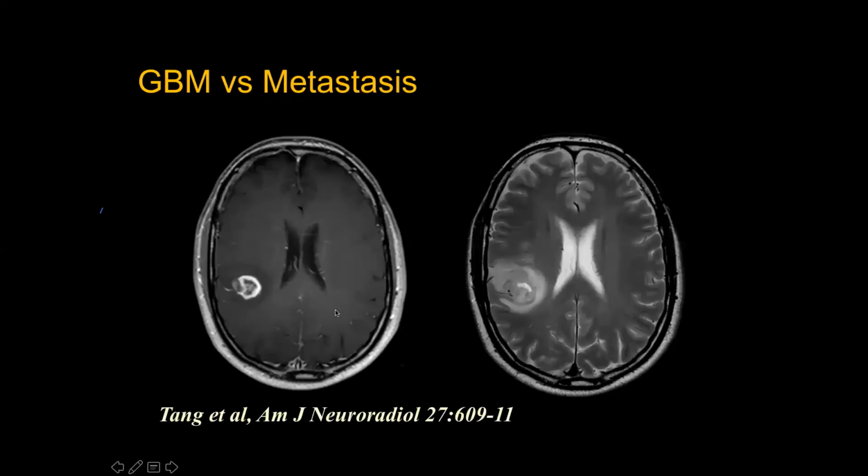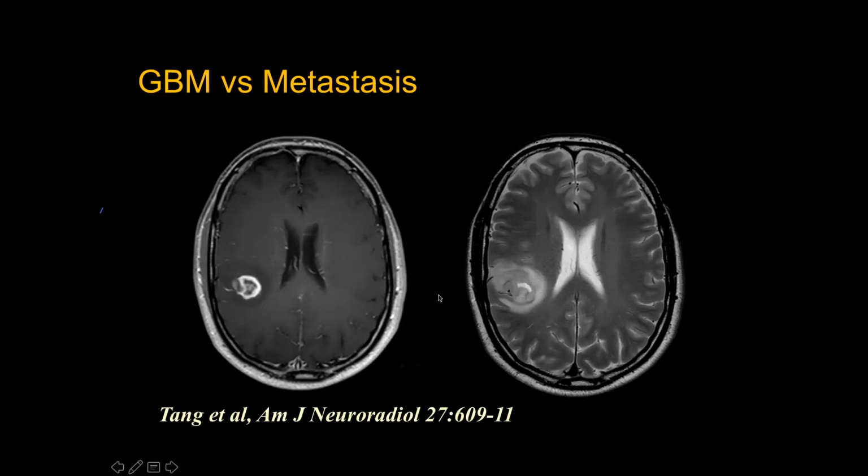So there's an article a long time ago that uses what they call a cortical flare hyperintensity to differentiate a metastasis from a GBM.